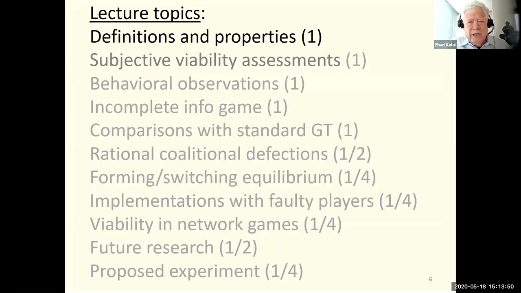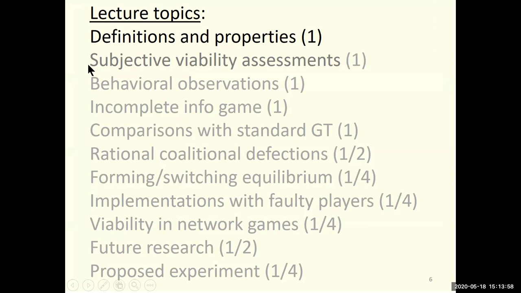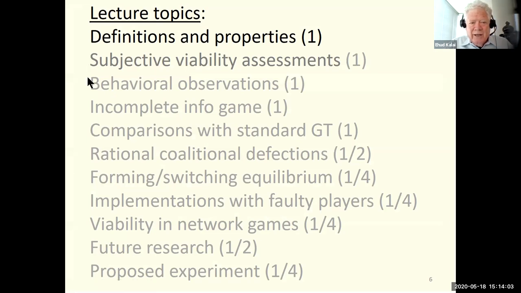Okay, so what I want to do now is give you the definitions and some properties. Then I'm going to show you why these indices help to assess viability. I'm going to show you some observations from behavioral economics that will indicate why I say these are good measures. I'll show you an incomplete information game, and then I'm going to compare it with standard refinements from game theory and show you that it really captures something new and different than the standard refinements.